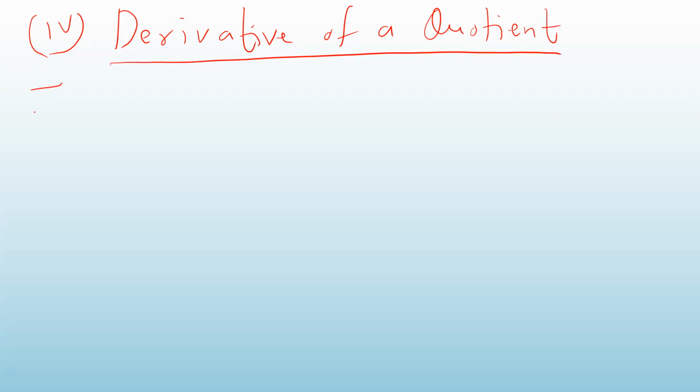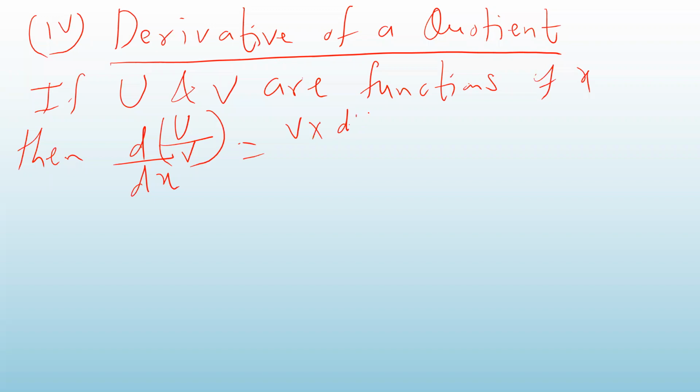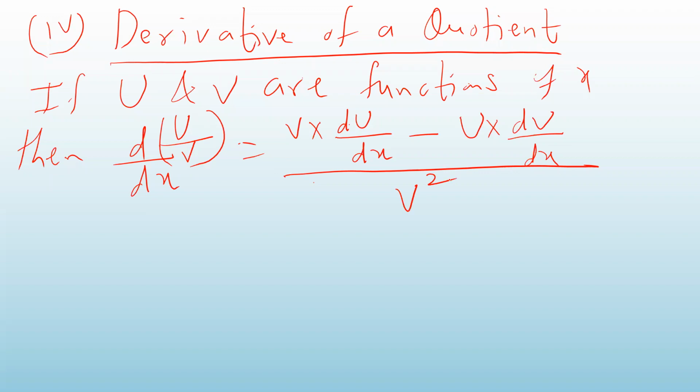What does this say? If u and v are functions of x, then derivative of u upon v is equal to v into derivative of u minus u into derivative of v, divided by v square. This formula is slightly different. Derivative of u upon v is v, that means the denominator, multiplied by derivative of u, that is numerator, minus u, that is numerator, into derivative of v, that is derivative of the denominator, divided by v square. v square means the denominator's square.